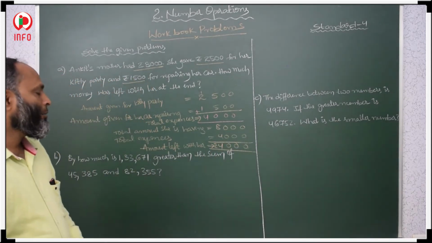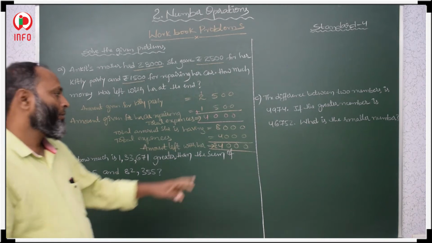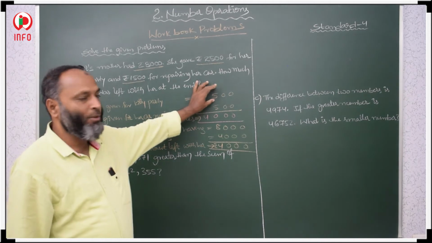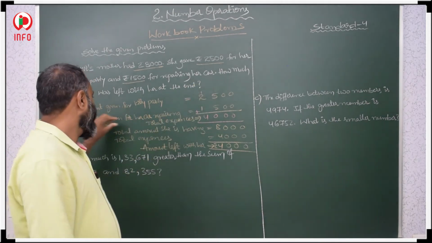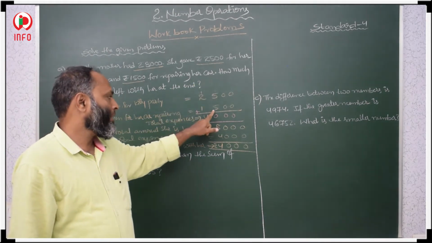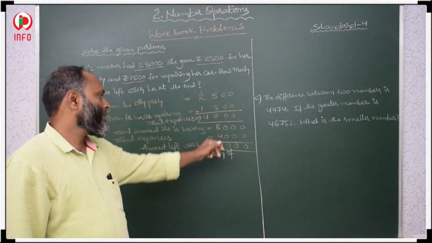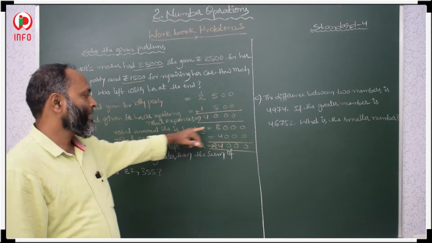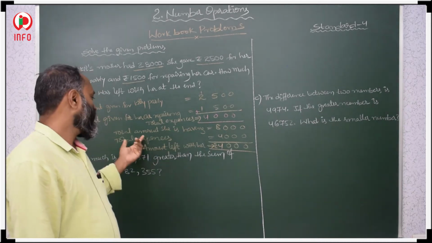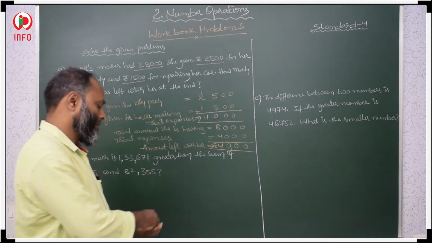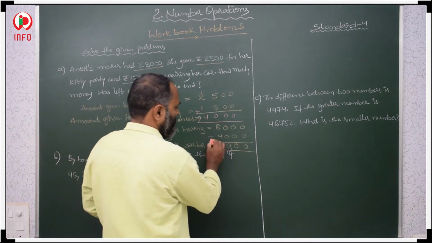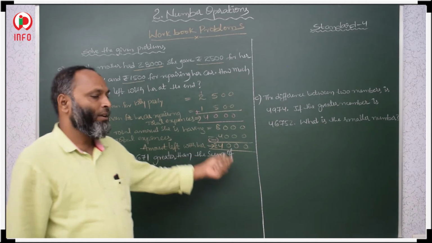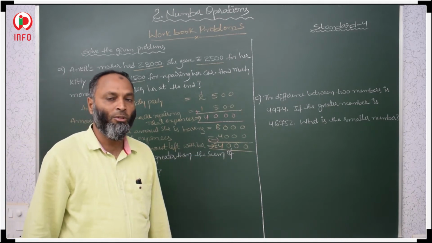At the end, how much amount is left? 4,000. First what we did? First amount for kitty party 2,500. Then amount for her car repairing 1,500. Add this, these are total expenses. Now the total amount she is having is 8,000. From that we subtract the expenses. Then the amount left with her we will get, that is 4,000.